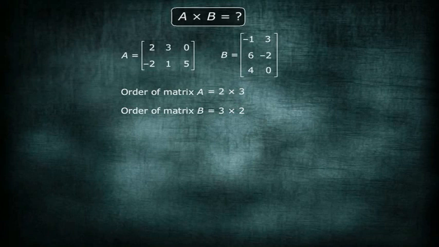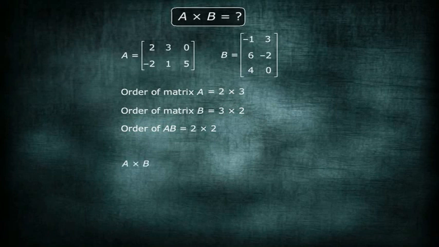Okay? Now look at the order carefully. Let me do something with it. There. You see I've highlighted the two 2's. This 2, this is the number of rows in matrix A. And this 2, this is the number of columns in matrix B. This actually gives us the order of the product AB. And this means that the order of product AB will be 2 into 2. 2 rows, 2 columns.